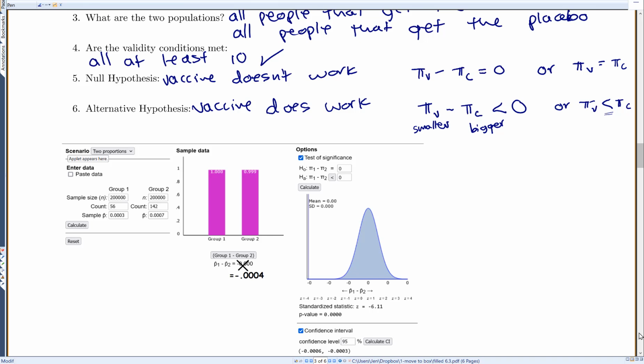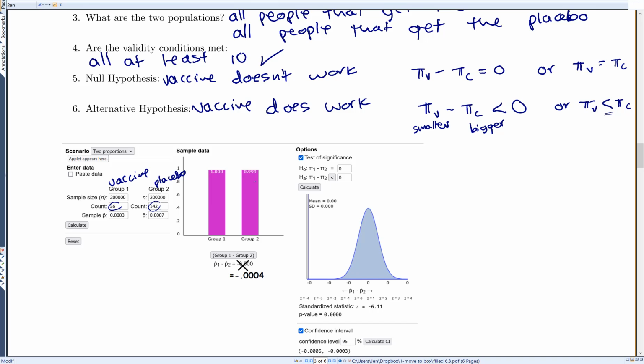So now when I put it into my applet, in group 1, there were 200,000 people that got the vaccine and 200,000 people that got the placebo. 56 people got polio in the vaccine group, 142 got polio in the placebo group. It will tell you your sample proportions. It might round differently than you did.